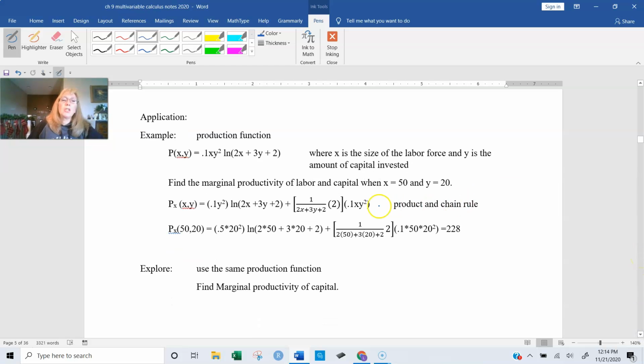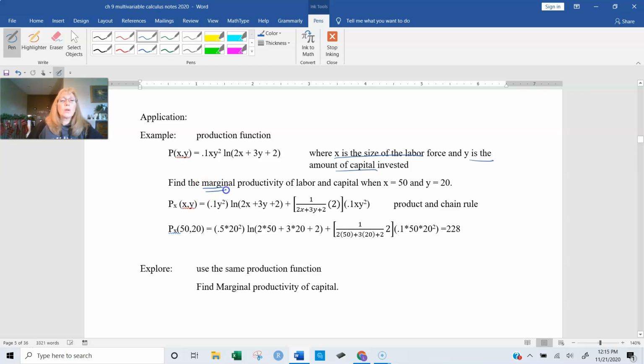Okay, I'll show you some application. I got 0.1 xy squared, natural log of x, 2x, 3y, and 2. X is the size of the labor force. Y is the amount of capital invested. So this is how many people do I have? This is how much I'm investing. I want to find the marginal.